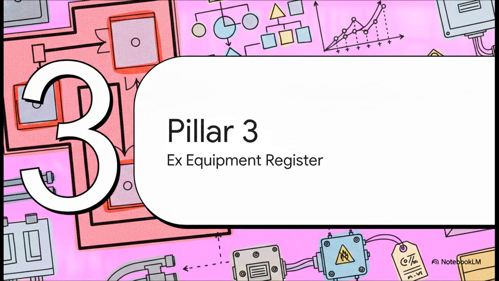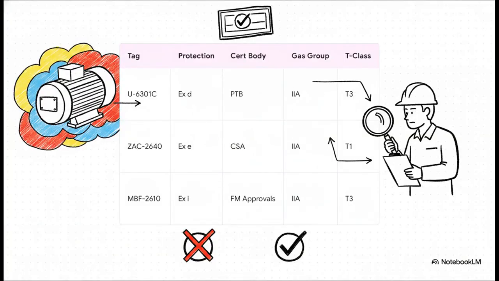And that brings us to Pillar 3, the Ex-Equipment Register. Okay, so once the risk is mapped out visually and mathematically, we have to deal with the physical hardware actually installed in these zones to make sure it doesn't become an ignition source. This register, which you might also hear called the X-Schedule, is where those theoretical zones meet the gritty, physical reality of the plant hardware. If a piece of electrical equipment is sitting inside one of those colored envelopes, it absolutely must appear on this list.